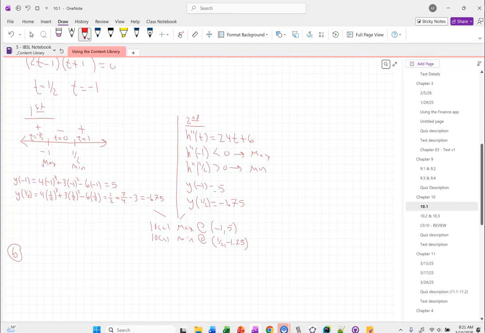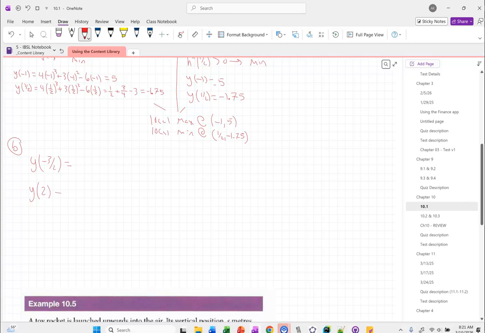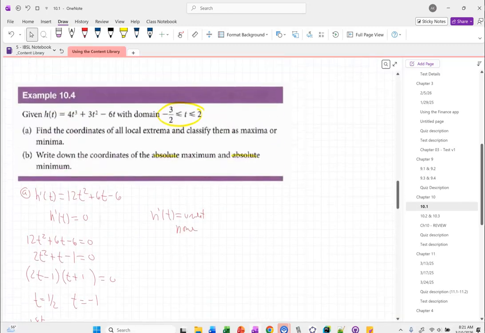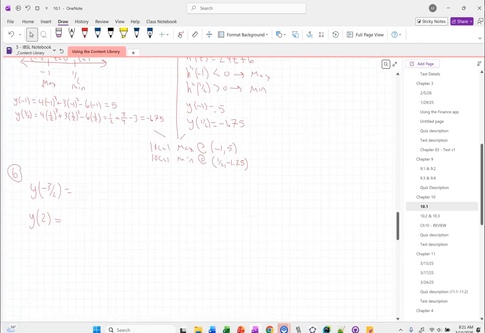Part B then says to find the absolute maximum or minimum. So in addition to these, I also have to check the endpoints. The endpoints of that closed interval were -3/2 and 2. So I'm just plugging these in just like I did before. I'm going to hope that I can do this mentally.